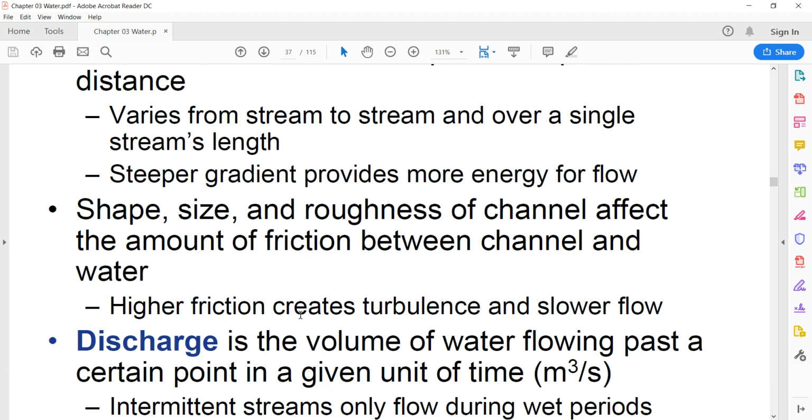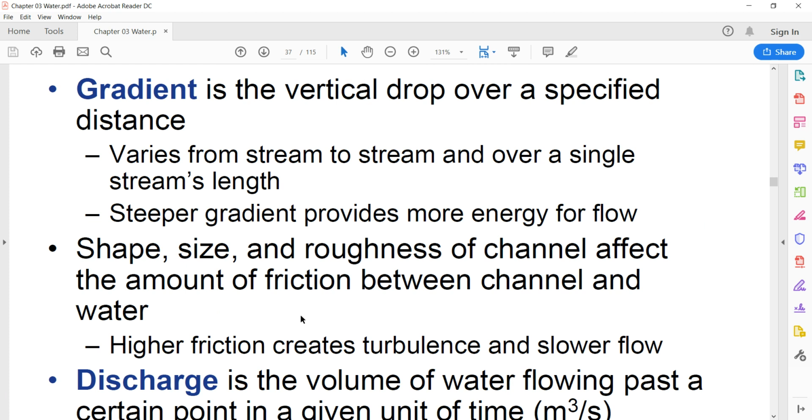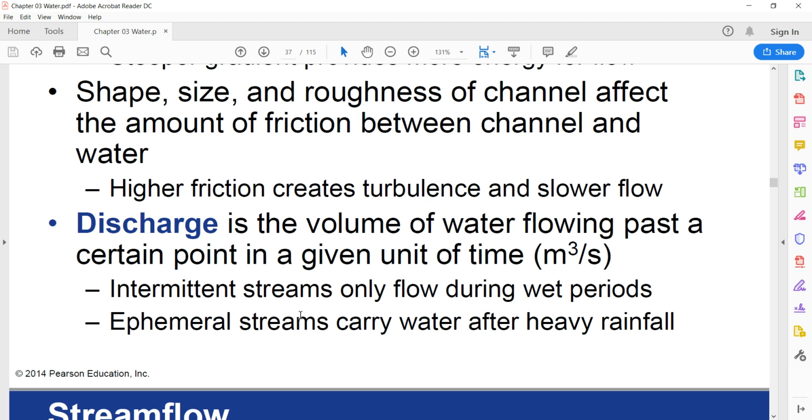A couple of terms that I want you guys to memorize. Gradient is the vertical drop over a specified distance; it varies from stream to stream and over a single stream's length. A steeper gradient provides more energy for flow. Shape, size, and roughness of the channel affect the amount of friction between channel and water. So friction and roughness are the same term. Higher friction creates turbulent and slower flow.